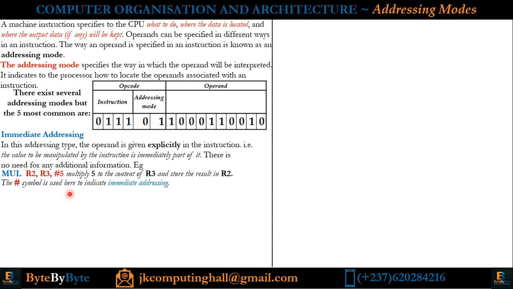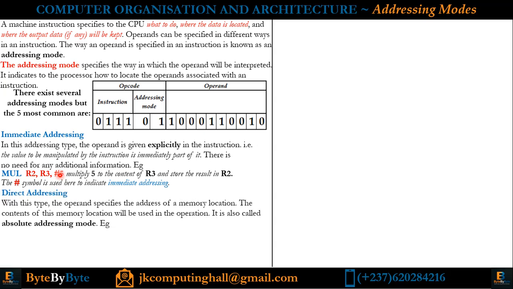So when we talk of immediate addressing, the operand we are specifying with a value already represents the value, or you can say the constant, to be used in the operation. Next is direct addressing. With this type, the operand specifies the address of a memory location. The content of this memory location will be used in the operation. It is also called absolute addressing mode. In contrast, with #5, the 5 simply means that the value 5 is the value I will use in the multiplication operation.